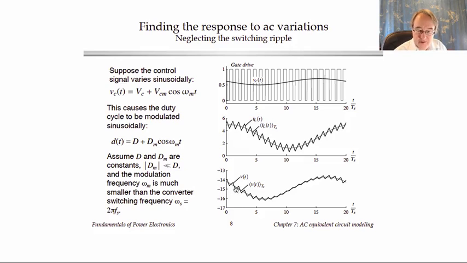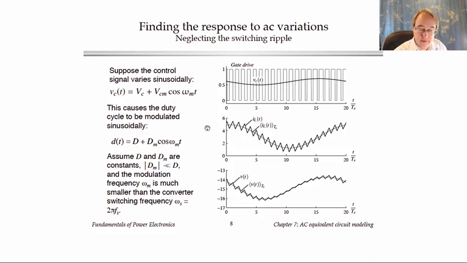The bottom waveform is a similar kind of waveform for the output voltage. So this is the output capacitor voltage of our converter. It has some switching ripple, and underneath that is some underlying variation in the low frequency component.